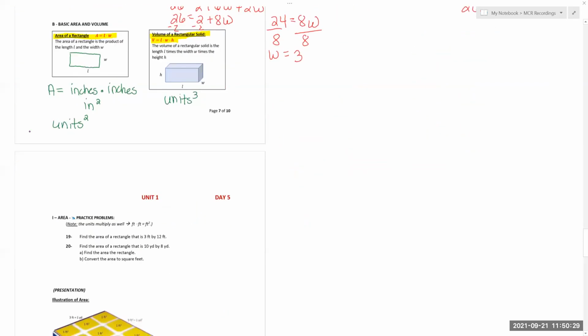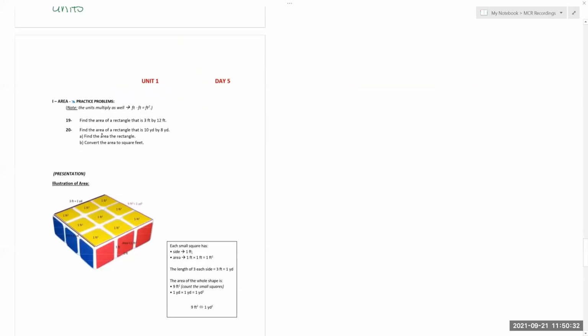So when we go to look at area problems, it says find the area of a rectangle that's 3 feet by 12 feet. So what we would do is we would multiply them together and then have feet squared. But then it now says find the area of a rectangle that's 10 yards by 8 yards. Okay, that's 80 yards squared. But now it says convert to square feet.